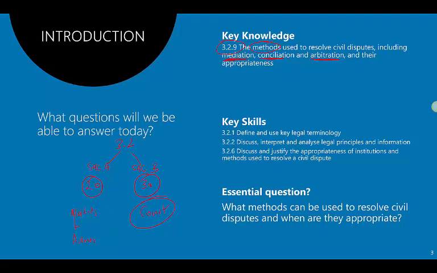Our key skill today is about discussing the appropriateness of methods used to resolve civil disputes. You'll see that institutions is there, so avenues to go down, which is what we're looking at in the next video. But this one's about how appropriate mediation, conciliation, and arbitration are. So we'll look at both what they are and when they're appropriate. So what methods can be used to resolve civil disputes, and when are they appropriate?